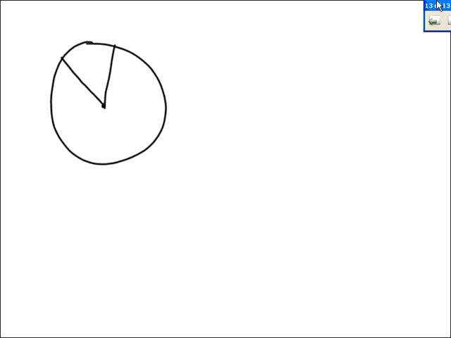Now we're going to talk about chords. If this is one central angle, say it is 15 degrees, and here is another central angle, which is 15 degrees, their chords must be the same. If the central angles are the same, then this chord and that chord are the same length.